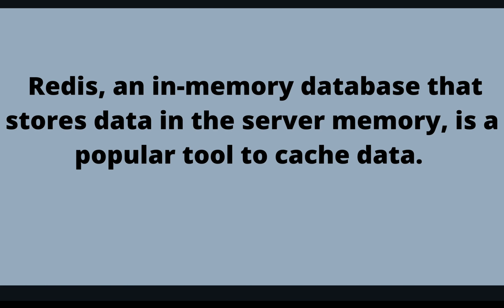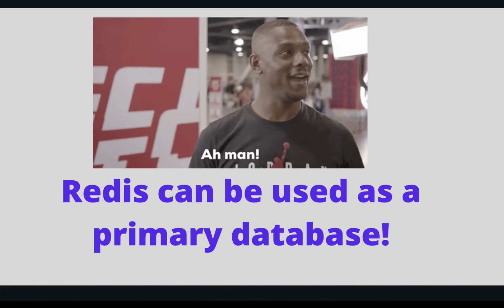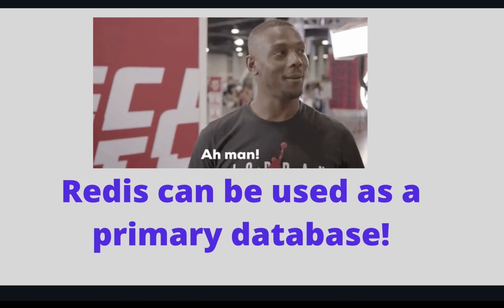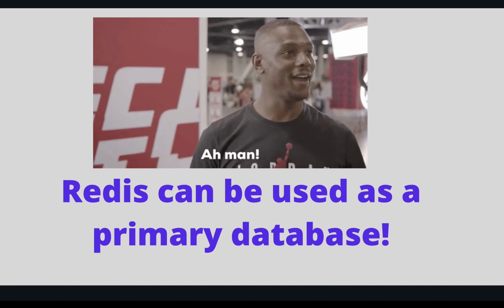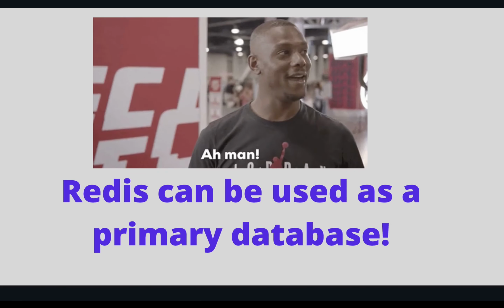Today in this video, we are going to talk about what Redis is, how Redis works, and how you can install Redis on your machine. As you can see, Redis, an in-memory database that stores data in the server memory, is a popular tool for caching data. Redis can be used as a primary database, but I'm not going to use it as a primary database in this video. We will just look at how we can use Redis for caching.